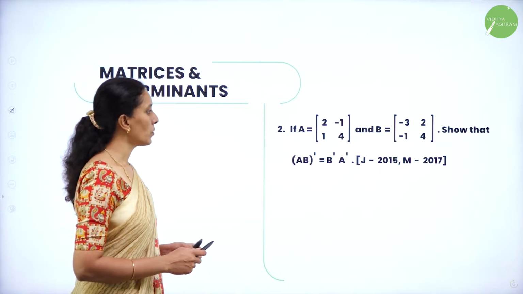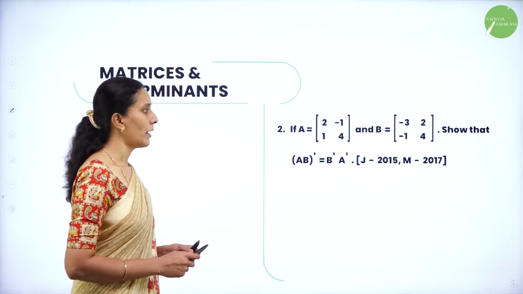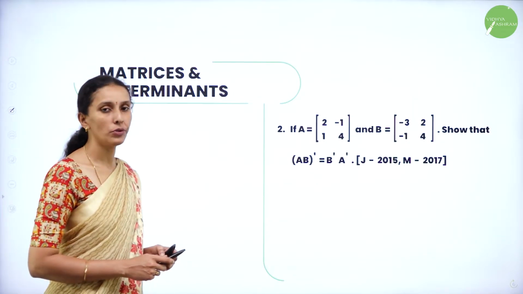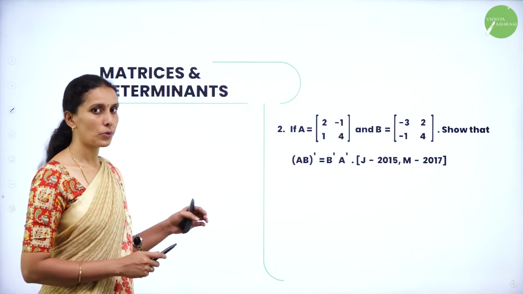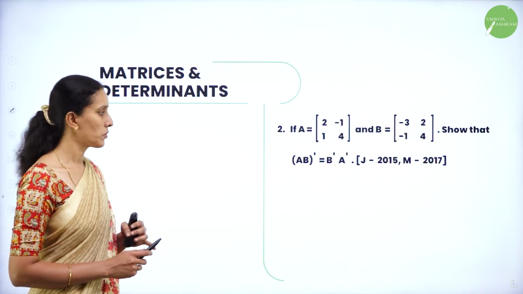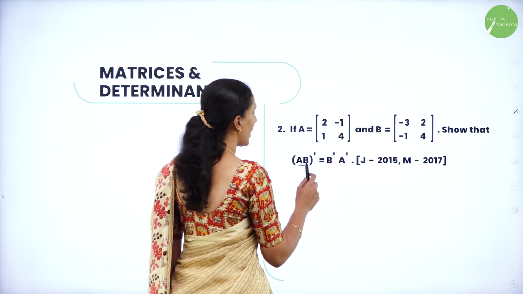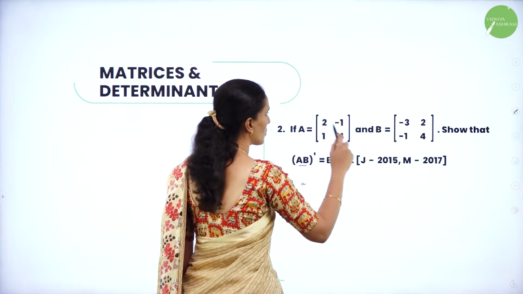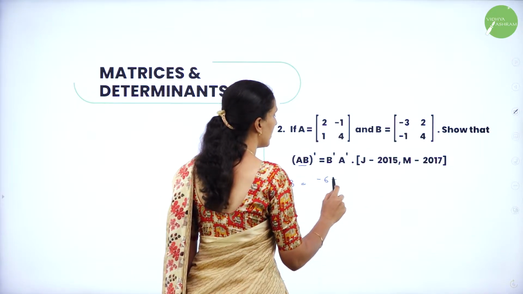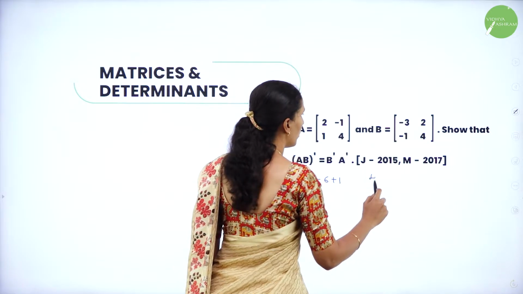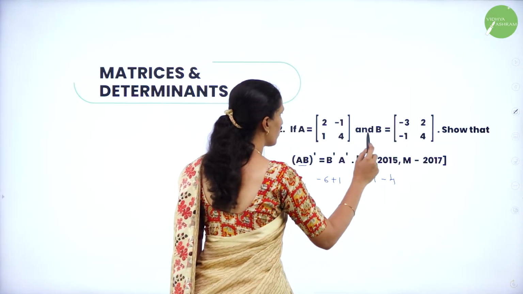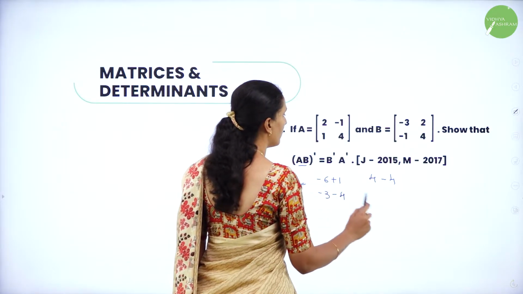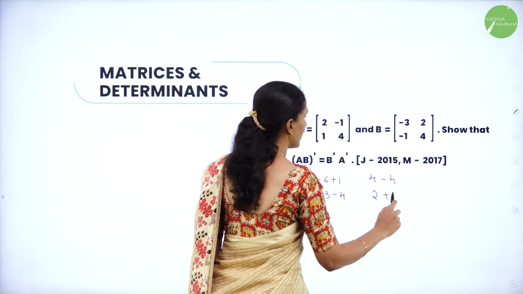If A is equal to [2, minus 1; 1, 4] and B is equal to [minus 3, 2; 1, 4], show that (AB) dash is equal to B dash A dash. That is, we are going to prove one of the properties of a transpose matrix. So first, let's check AB. First find out AB. First row, first column, we have minus 6 plus 1. Next 4 minus 4. Next we have minus 3 minus 4. Next we have 2, 16.